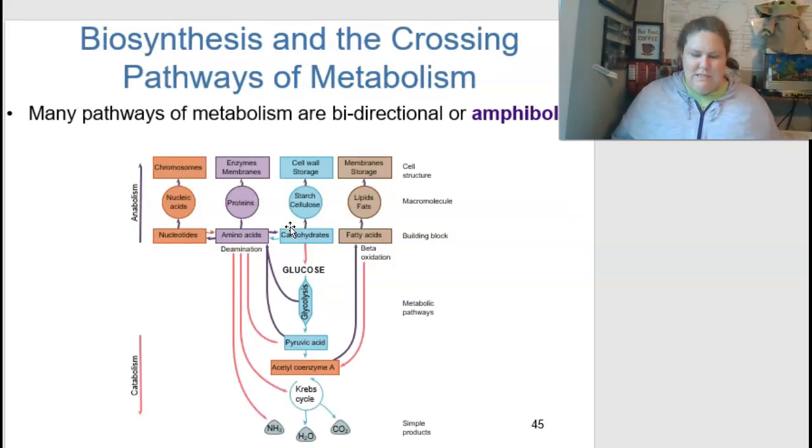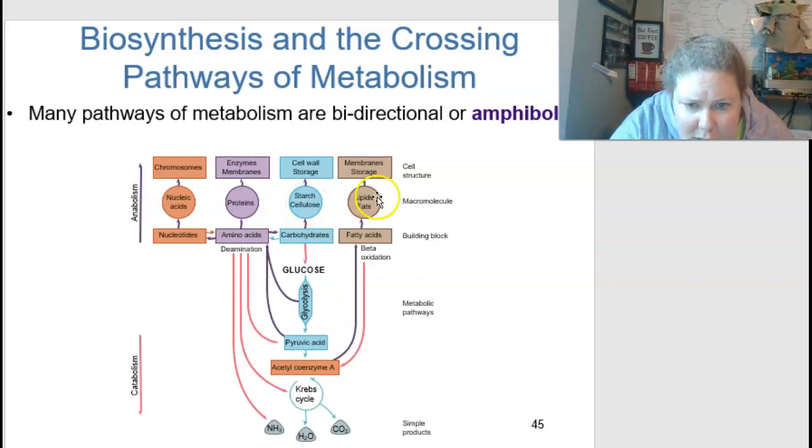So what about the biosynthesis and the crossing pathways of metabolism? Many pathways of metabolism are bidirectional, otherwise known as amphibolic. So they can go in multiple different directions. And this is figure 8.25 in your book. An intermediate compound such as pyruvic acid or acetyl coenzyme A serves multiple functions. With comparatively small modifications, these compounds can be converted into other compounds and enter a completely different pathway. Note that the catabolism of glucose is in the center, right there.